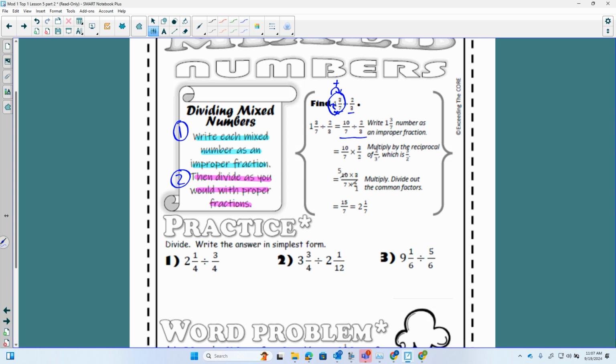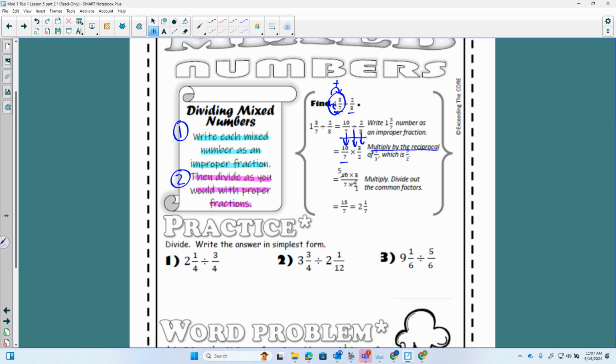Remember, you have 2 steps. Do the slam dunk, figure out the proper fraction, but we still at this point need to do our multiply by the reciprocal. So I'm going to keep the first number, change its multiplication, flip. I'm multiplying by the reciprocal.